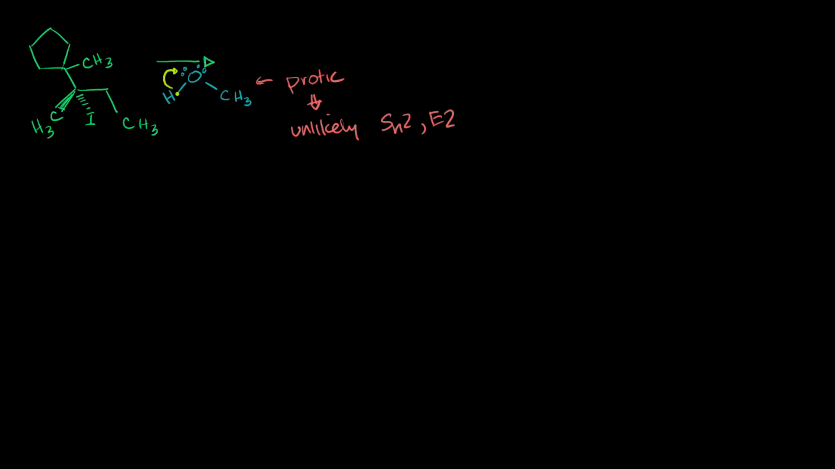What you are likely to have is an Sn1 or an E1 reaction. Both of these need the leaving group to leave on its own. And actually having protons around might help to stabilize the leaving group to some degree. So it makes Sn2, E2 unlikely, Sn1, E1 a little more likely. So far, these are good candidates.